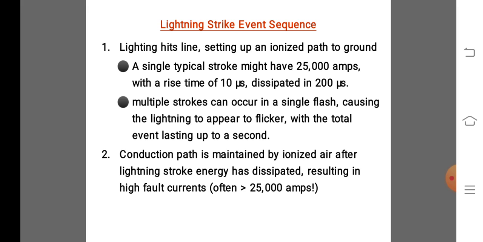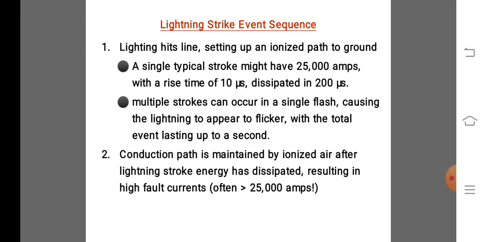Lightning strike event sequence: a lightning hits a line, setting up an ionized path to ground. Where the lightning hits the line, a single typical stroke might have 25,000 amps with a rise time of 10 microseconds, dissipated in 200 microseconds. Multiple strokes can occur in a single flash, causing the lightning to appear to flicker. So the flash, with the total event, lasts up to a second.